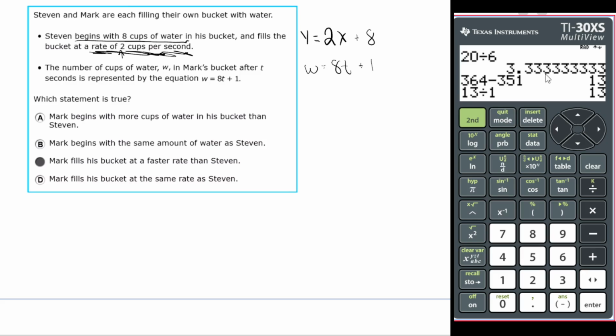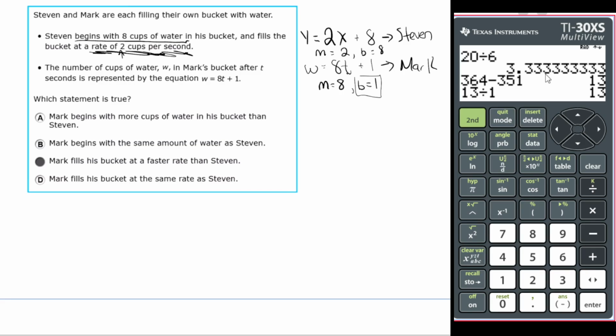Okay, so this is Stephen's equation. We're going to put Stephen. This is Mark. So Stephen's slope is 2. That's the number in front of x. His y-intercept is 8. Mark, his slope is 8, because it's the number in front of the t. Y-intercept of 1.